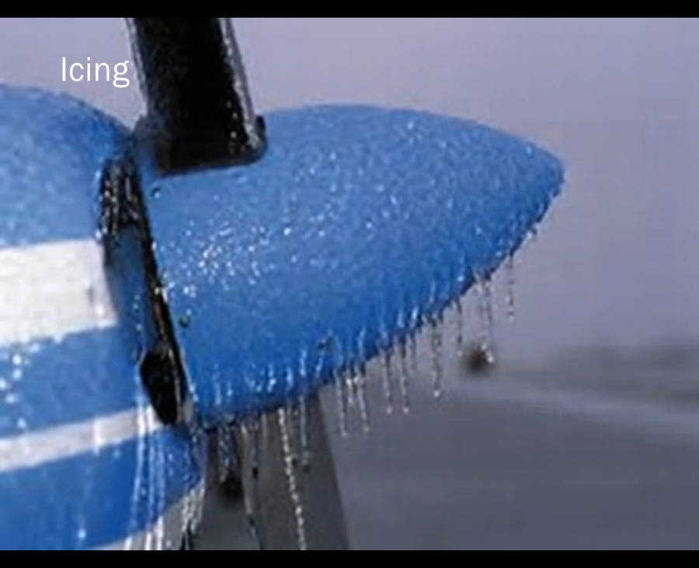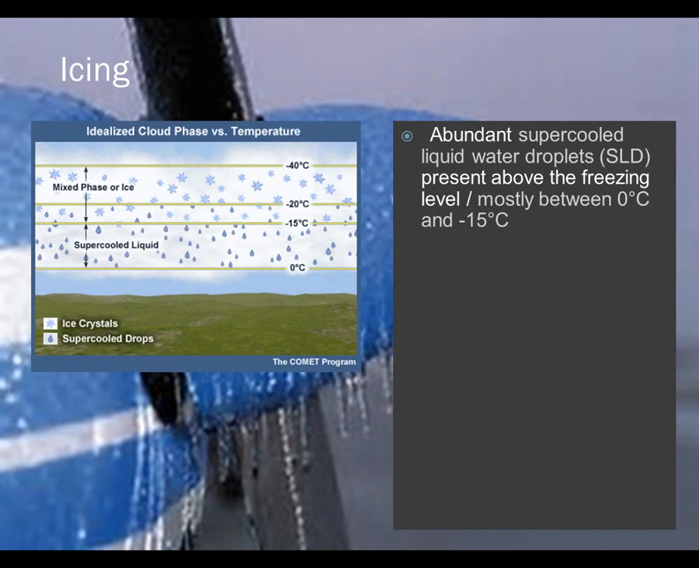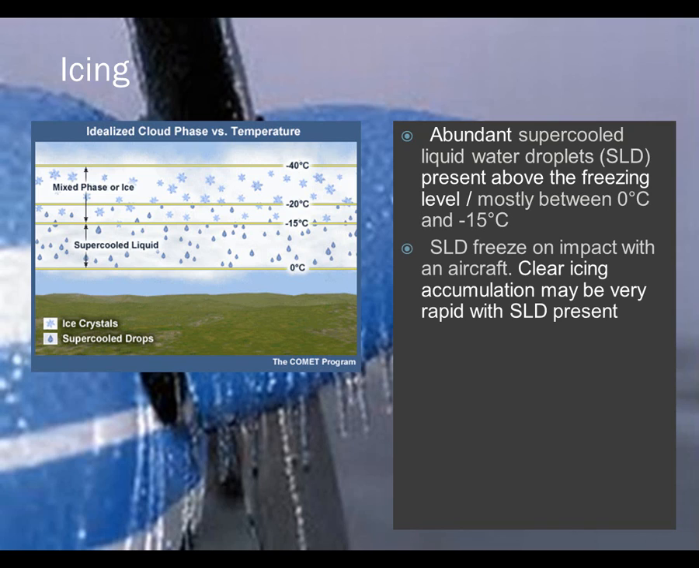The next hazard is icing. Thunderstorms contain a lot of moisture, and it's abundant supercooled liquid water droplets that form within the thunderstorm that cause the main problem with icing. These occur mostly between 0 degrees and minus 15 degree temperatures within the thunderstorm.